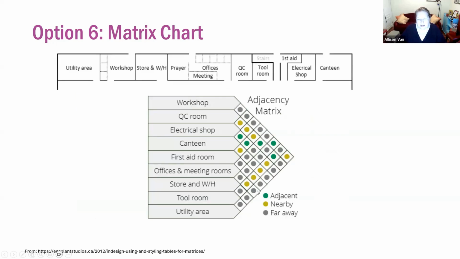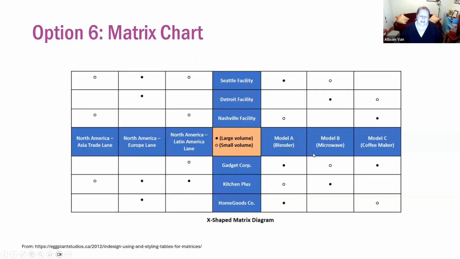This is another version that's particular to the relationships between things when there's sort of a specific connection across all of the dimensions within your spreadsheet. So I kind of like adjacency matrix. I have matrices, but I have not yet had an opportunity to use one. This is an X-shaped matrix diagram. So this is really 4 diagrams in one. One is the relationship between companies and the trade lines. One is between trade lines and facilities. One is between facilities and models and companies. And in either case, large volume versus small volume.